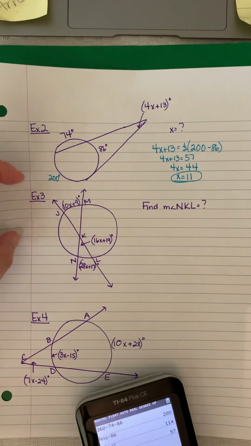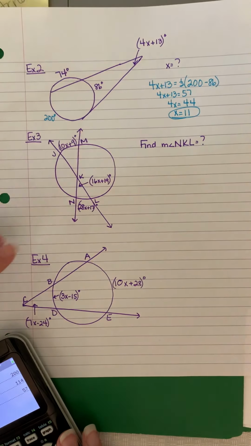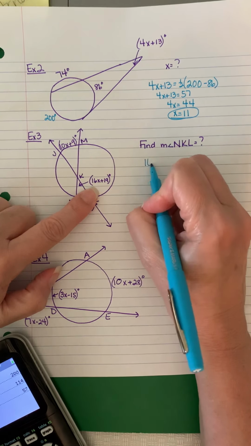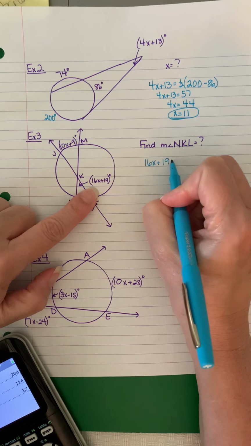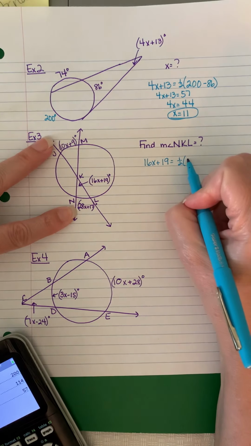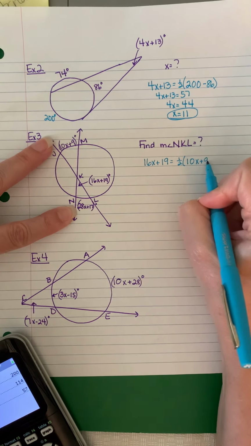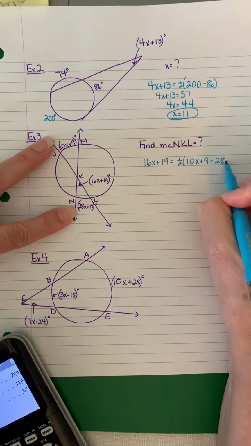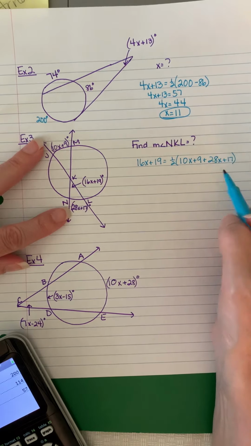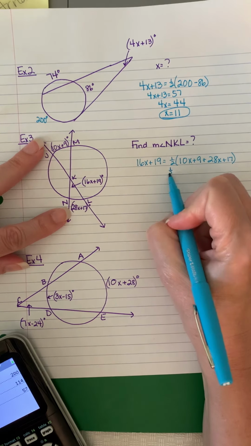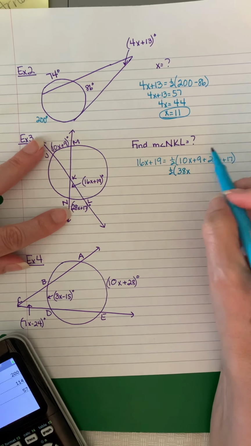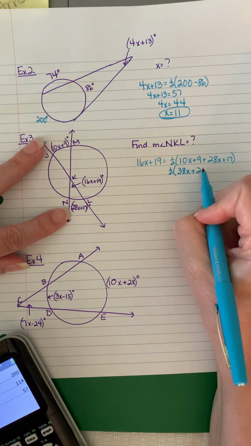Example number 3, we have an interior angle. So if we think back to the beginning, the interior angle, so 16x plus 19, is equal to 1/2 the sum of the two intercepted arcs. So we have 10x plus 9 plus 28x plus 17. We don't need to clear our fractions yet. Let's solve inside the parentheses. 10x plus 28x is 38x. 9 plus 17 is 26.